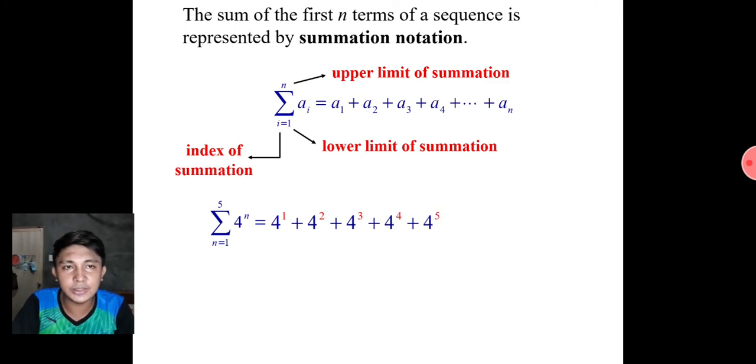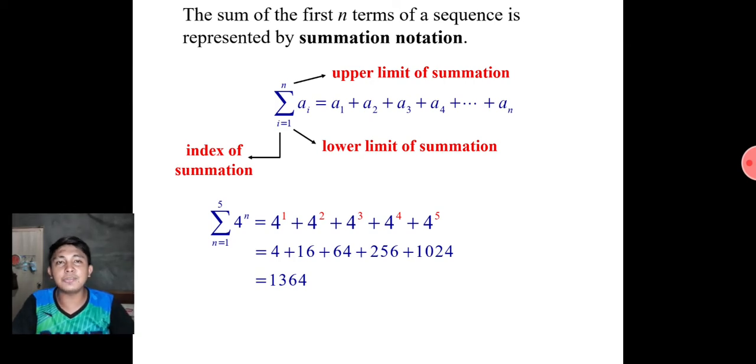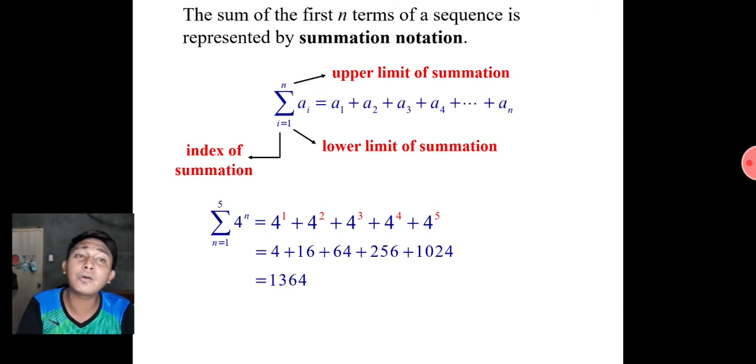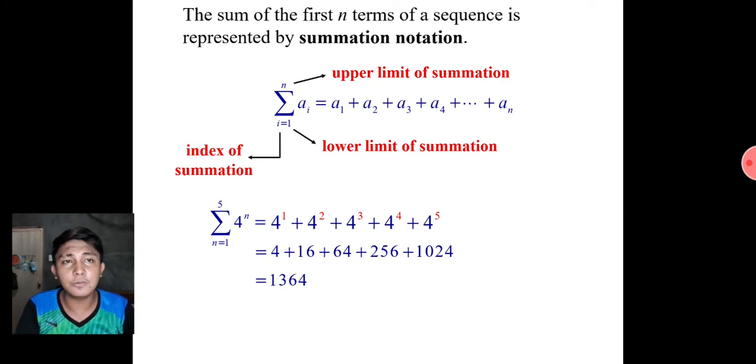So example, we have this, the sum of 4n where n is equal to 1 up to 5. So si n, sinubstitute lang natin ng 1 hanggang 5. So 4n, 4 times 1, o, di ba? Hanggang 5. So we have 4 times 1, 4 times 2, 4 times 3, 4 times 4, and 4 times 5. Yun lang ang ibig sabihin ni sign na E. That is sigma. Okay? So the sum of 4 times n, where n is equal to 1 up to 5, is 1,364.